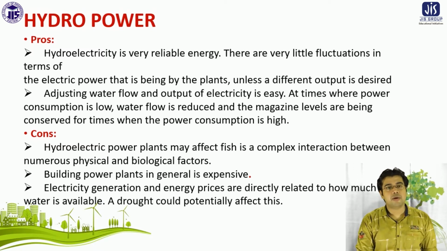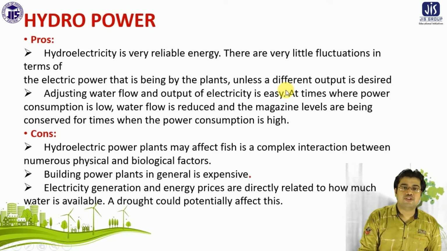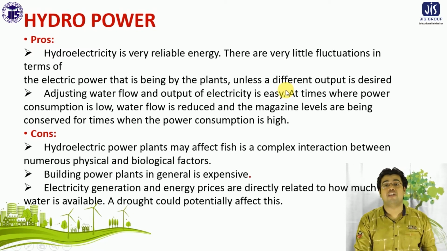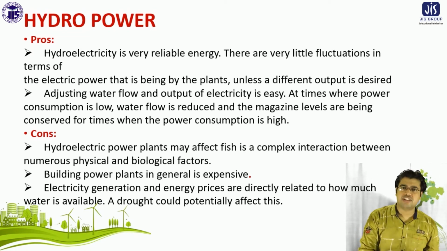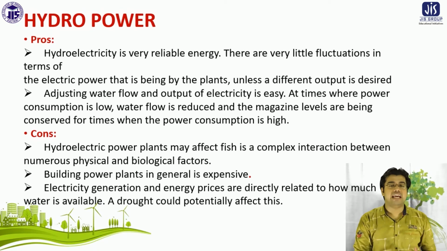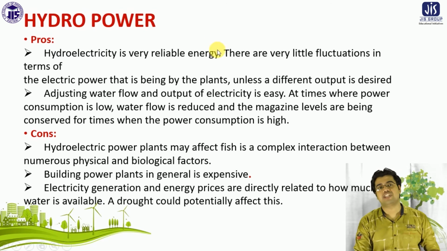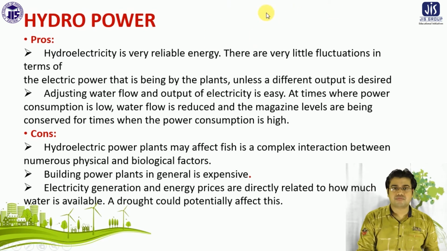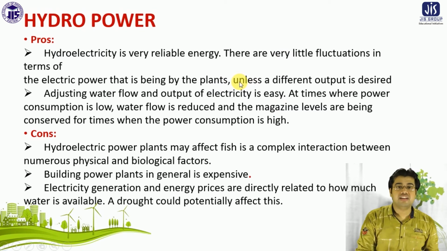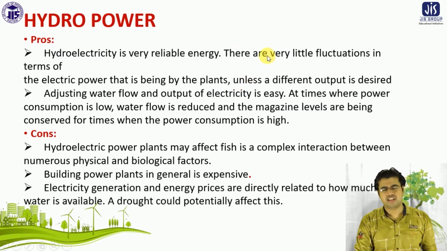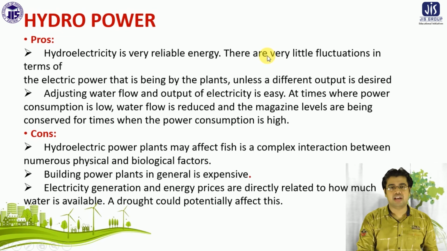Another thing is that there are some negative sides also. The hydroelectric power plant may affect fish. That is a very big problem of the hydropower plant. It's not only fish, there are some kinds of aquatic animals also. For those aquatic animals, the hydropower plant may be dangerous. And another thing is that building power plants is generally very expensive. That is a very important, very negative point.